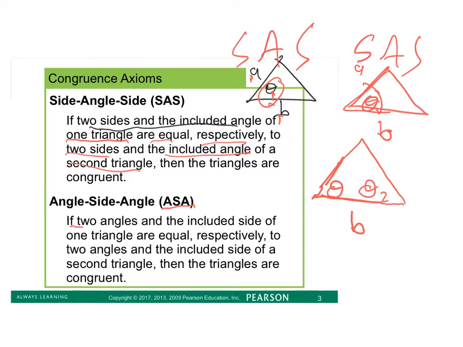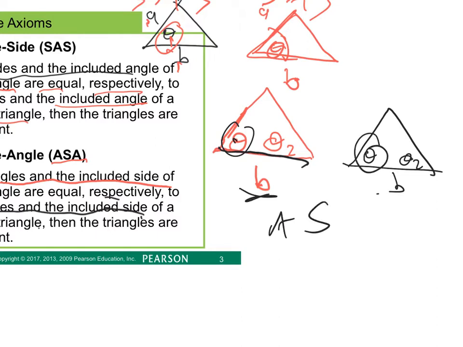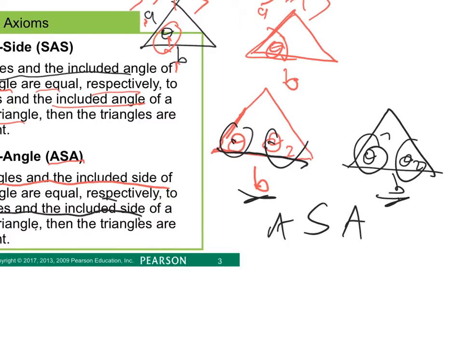If two angles and one included side, there's my included side, in between those two angles, are equal respectively to two angles and the included side of a second triangle. So I have a second triangle with theta and theta 2 and the included side, and they're identical. Angle, side, angle. We can say those two triangles are congruent.